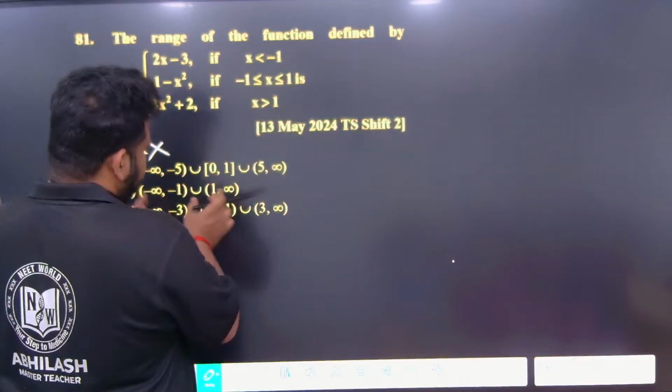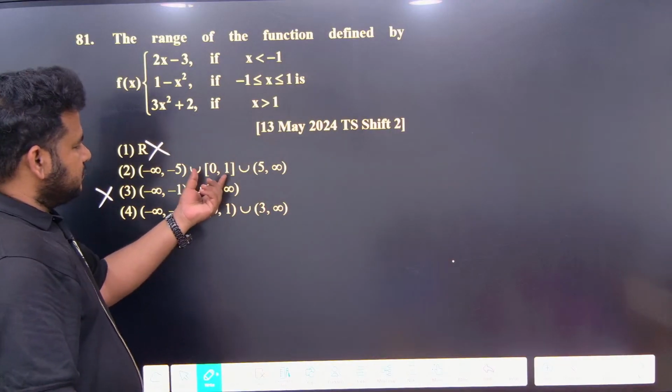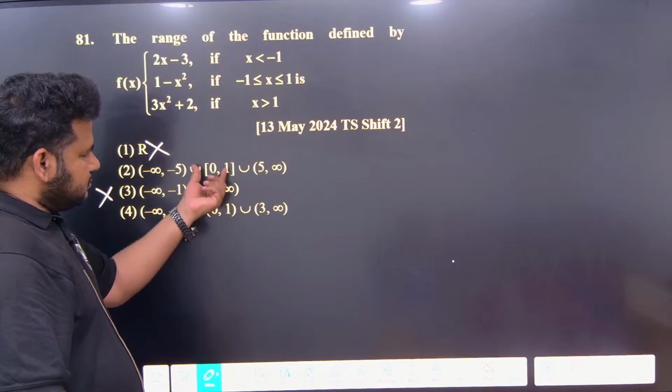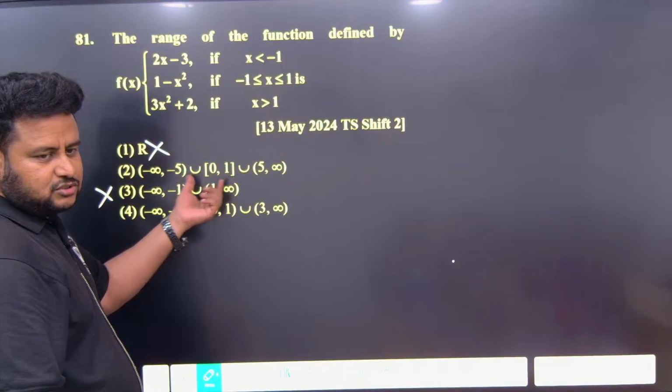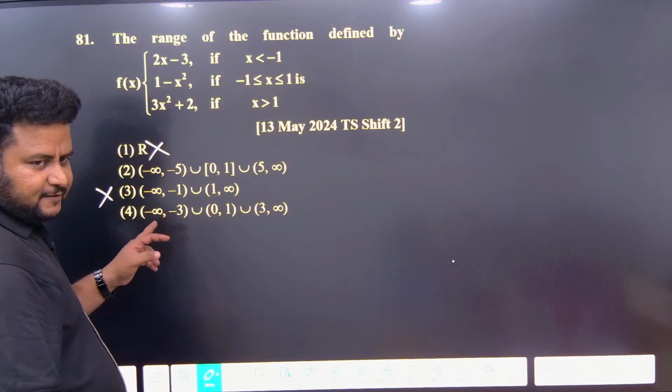Here closed, closed, closed, but open, open. So here an open one is there, and a closed one is there. So here something unique is coming. That means you can go with this option or this option. So by our logic we will go with these options. That is fine. But let us solve the question now.